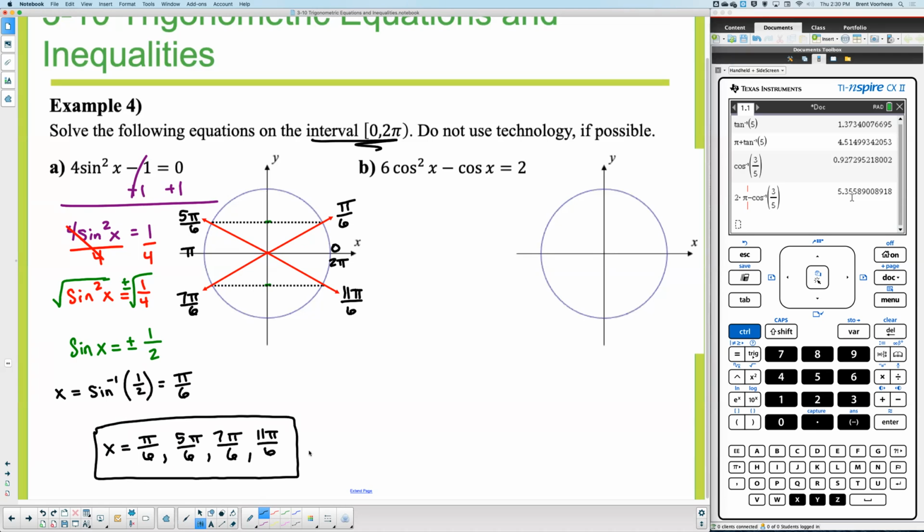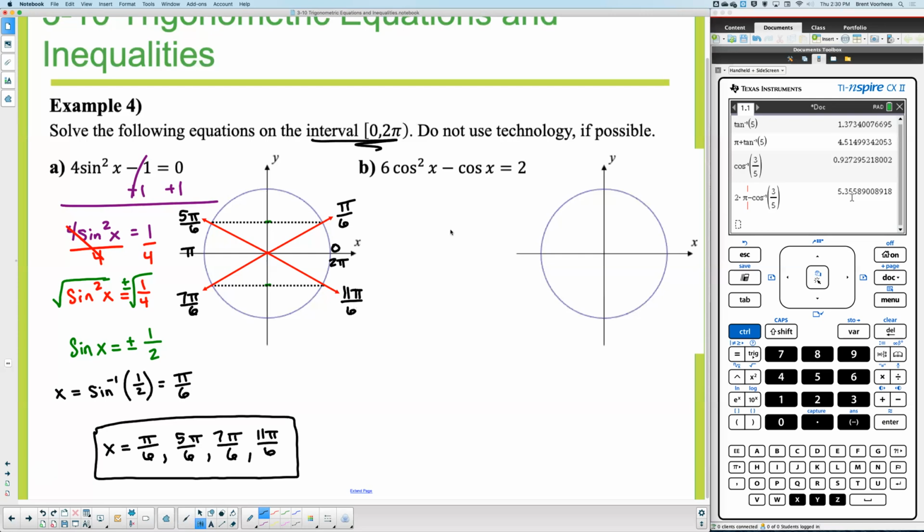So one more time, the reason I'm not doing the plus 2 pi n is because this says only list answers between 0, including 0, and 2 pi, not including 2 pi. So any answer between 0 and 2 pi. And so it's only those 4. We're not doing the infinite amount.